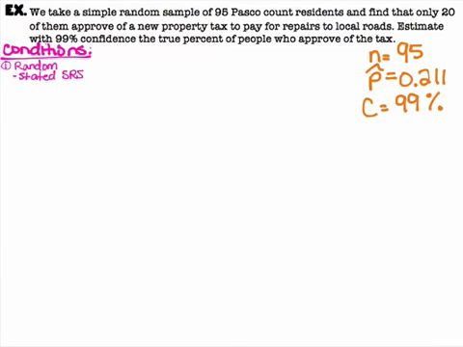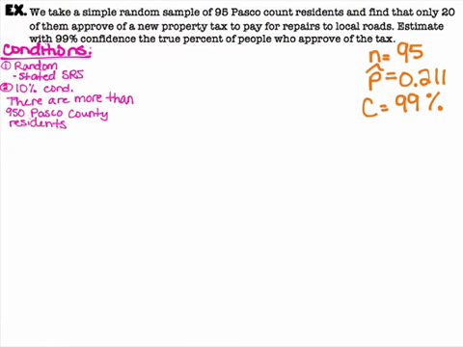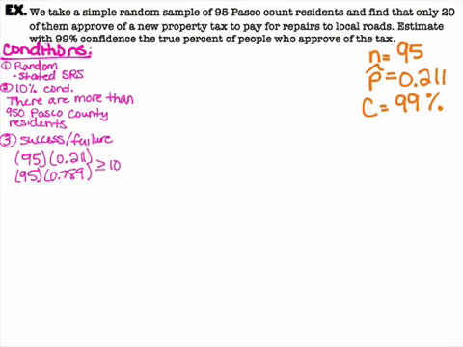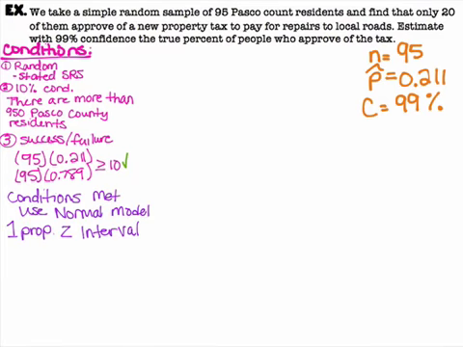My conditions, I have to have randomness, which was stated. So they stated it was a simple random sample. I have to have the 10% condition, the population has to be more than 10 times the sample. There are more than 950 Pasco County residents, so it meets that. And then the success failure, n times p hat, and n times 1 minus p hat, both have to be greater than or equal to 10, which they are. So the conditions are met, and I can use a normal model for a 1 proportion z interval.